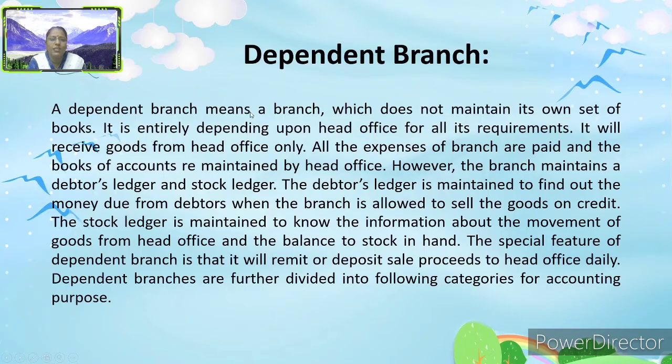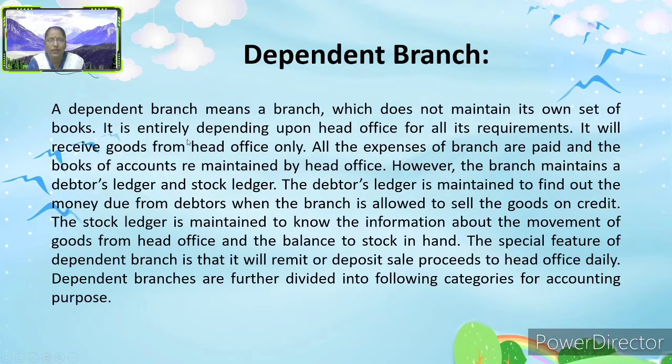A dependent branch means a branch which does not maintain its own set of books. It is entirely depending upon the head office for all its requirements. It will receive goods from the head office only. All the expenses of the branch are paid and the books of accounts are maintained by the head office.